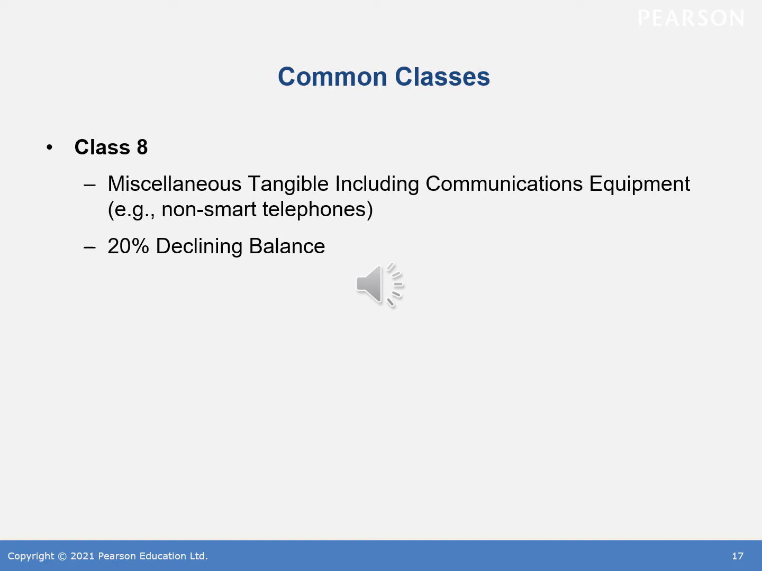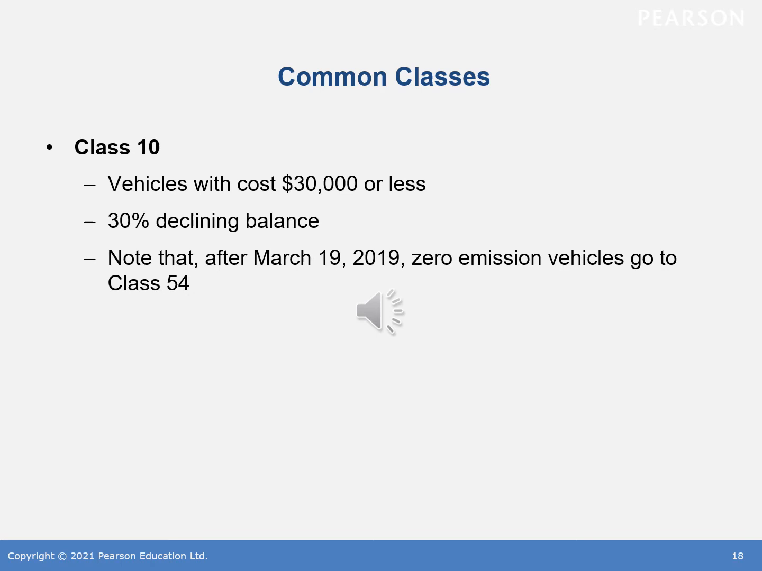Class 8 is a catch-all for many things. It's a 20% declining balance class. It includes most machinery, equipment, kilns, tanks, vats, advertising posters, bulletin boards, and other furniture that's not covered in other classes. And later on in the chapter we'll talk about individual photocopiers, fax machines, telephone equipment, etc., which will be Class 8, but will be a separate item in Class 8 based on the election of that taxpayer.